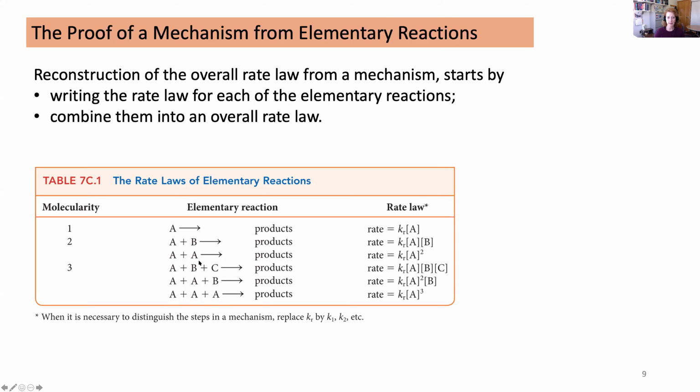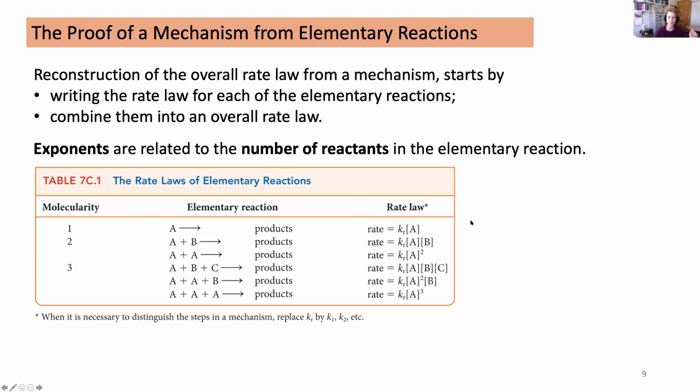So there's lots of ways for this to happen, but these are kind of your main cases: 3 of the same, 3 and 1 that are different, or all 3 are different. And so your rate is the rate constant times ABC if there's 3 things reacting, your rate constant times A squared times B if it's only 2 things reacting, or your rate constant times A cubed. And so these would be your rate laws associated with the elementary reaction steps. So again, these exponents up here are related to the number of reactants in the elementary reaction.